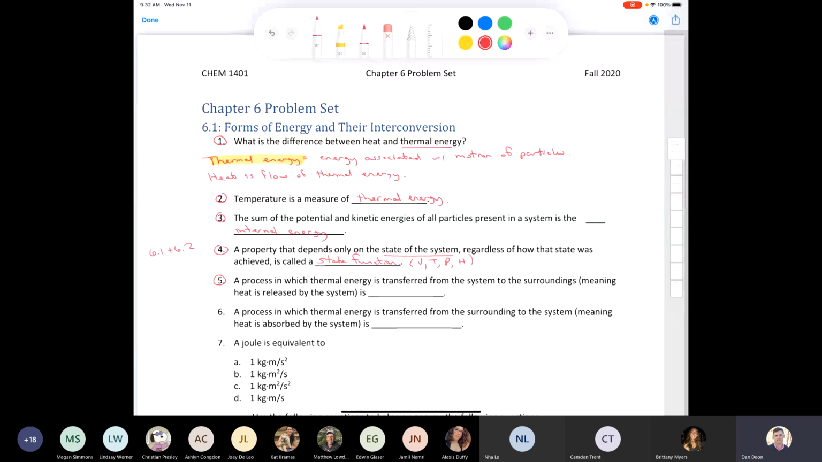Anyhow, number 5, a process in which thermal energy is transferred from the system to the surroundings, meaning that you're releasing heat from the system. Who could define what that would be? When heat is being released by the system into the surroundings, what kind of process would that be? Exactly. Thanks, Christian. That's an exothermic process, right?